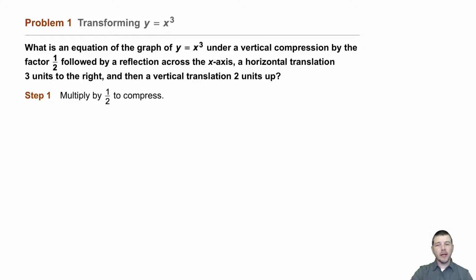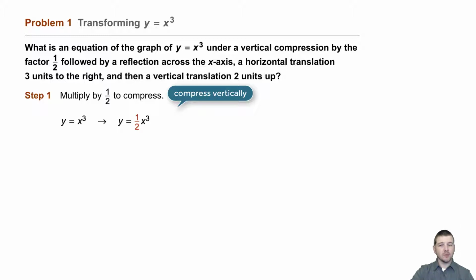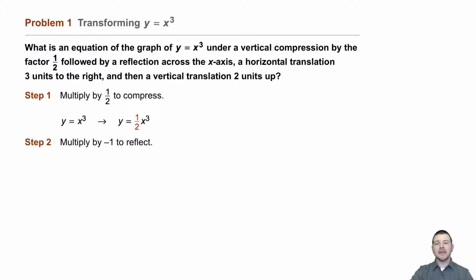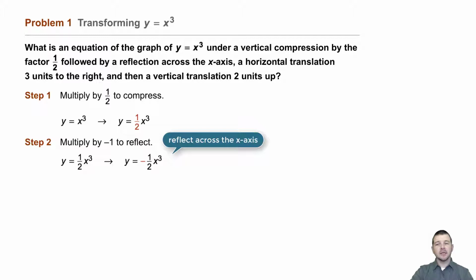We'll multiply by 1/2 to compress. So our parent function y = x³ becomes a new function y = 1/2 x³. Step 2, multiply by −1 to reflect. So y = 1/2 x³ now becomes y = −1/2 x³.